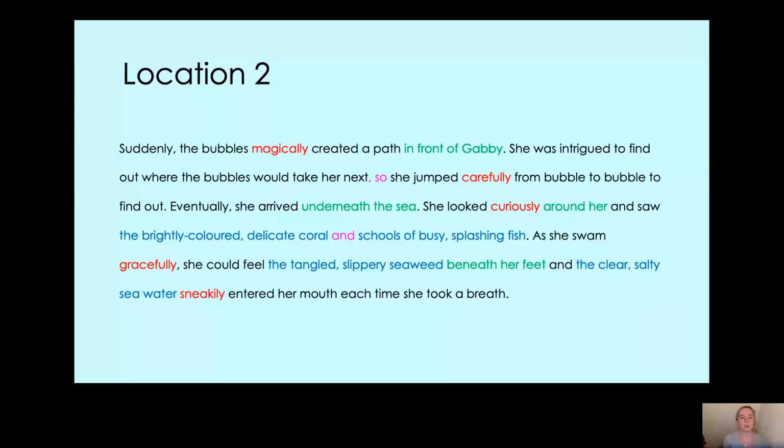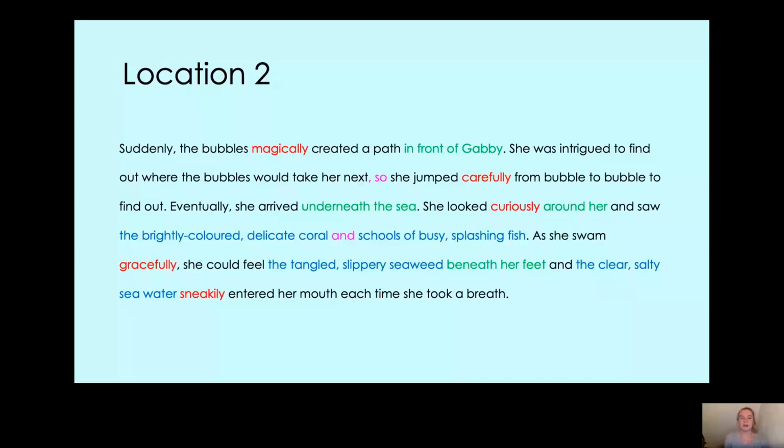Suddenly, the bubbles magically created a path in the distance. Suddenly, the bubbles magically created a path at Gabby's feet. Suddenly, the bubbles magically created a path in the sky. Okay, so can you see, even though I've written in front of Gabby as my adverb of place, there are lots of different options that you can write. Remember, this is your own piece of writing.